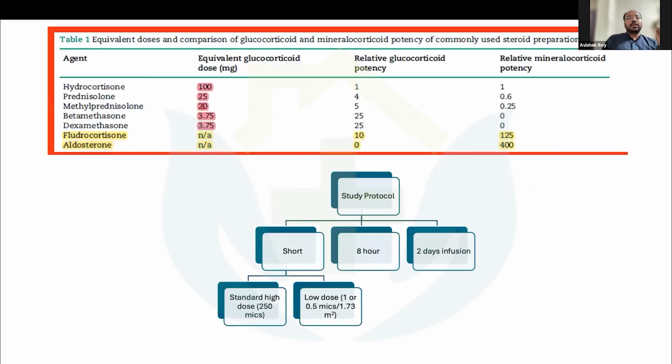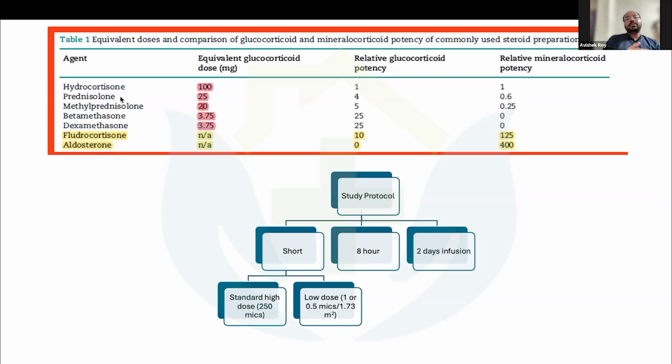So what we can remember is that relative potency wise, if you consider glucocorticoid potency as 1, the baseline molecule that you remember is hydrocortisone. Hydrocortisone or cortisol is the basic molecule which has a glucocorticoid potency of 1. So just remember this. 5 times of that is methylprednisolone. So 1 mg hydrocortisone equals 5 mg of methylprednisolone equals 4 mg of prednisolone. So methylprednisolone is more potent as compared to prednisolone.